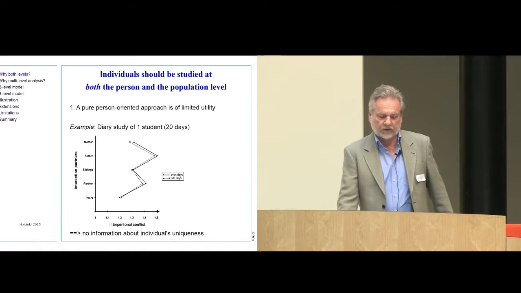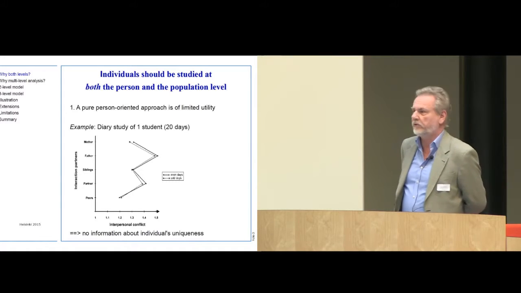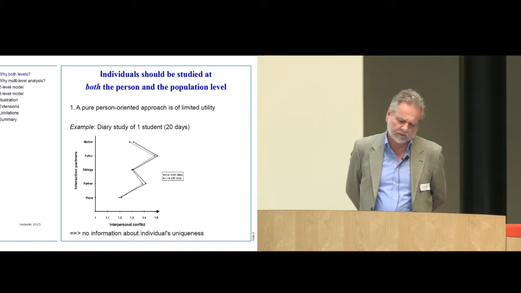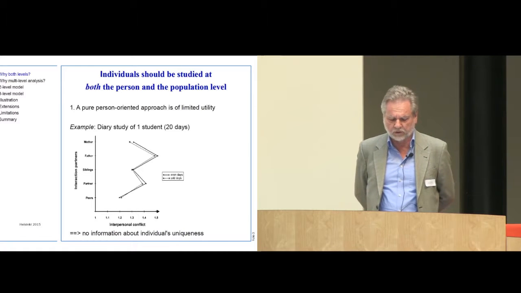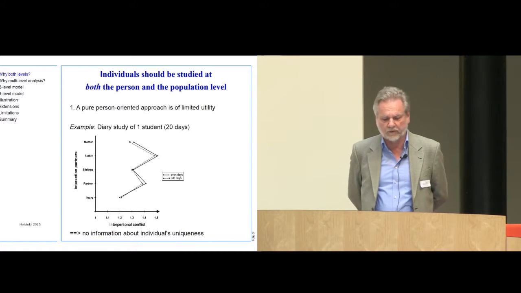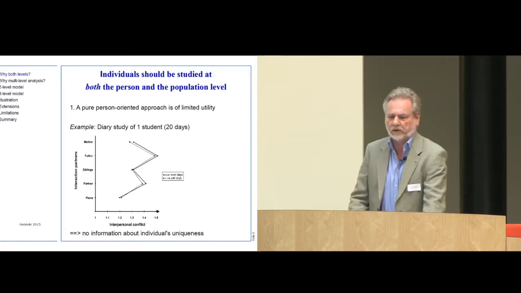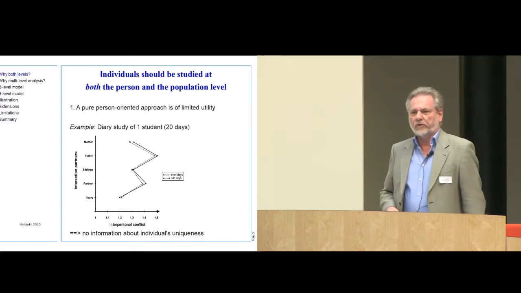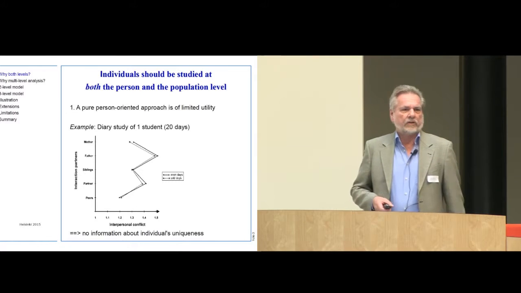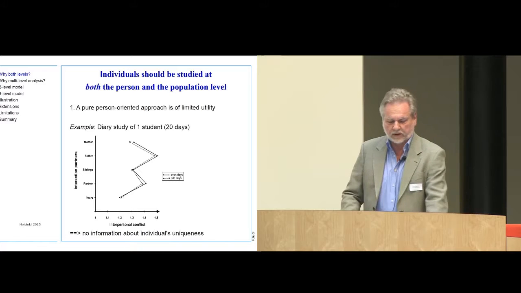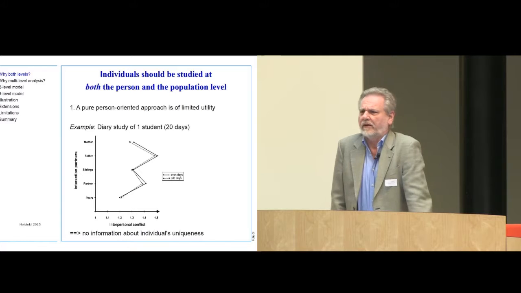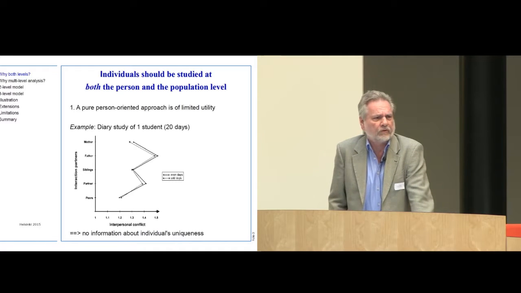Now, consider this example: a diary study of one student over 20 days, with interpersonal partners such as mother, father, and so on, and conflict scaled from 1 to 5. You see the conflict level is typically low, even for this student. You have even days and odd days, and a certain pattern is replicated within that student. Most conflict is with the father. So the student has some problems with the father and also with the partner, right?